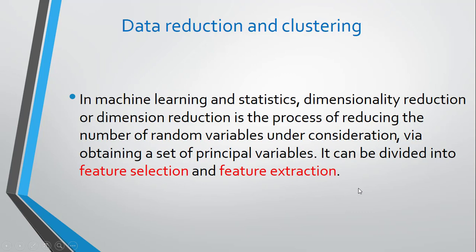Why do we need data reduction? Because sometimes we just have too much information, too many parameters, too many aspects, too many things to grasp, right? We want to use these data reduction and clustering techniques to reduce the dimensions, and we group some of the parameters or variables together, and we group some of the observations together. So that's why we use data reduction and clustering techniques. There are two types of them: feature selection and feature extraction.